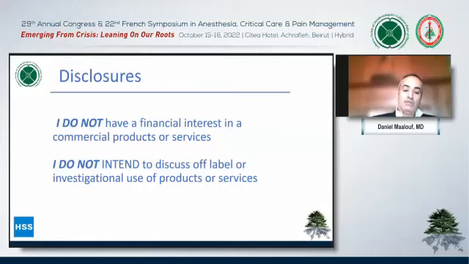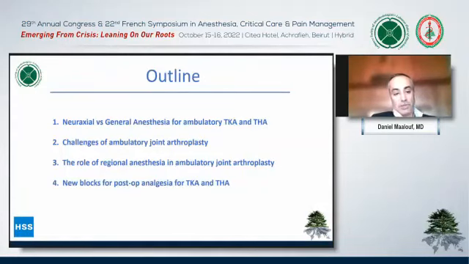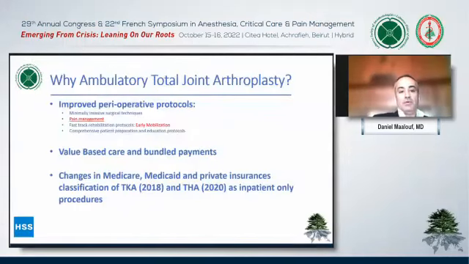I don't have any financial disclosures, I don't have any relationships with any industries, and I won't be discussing any off-label use of medications. Today we're going to talk about ambulatory joint arthroplasty. We'll talk about the type of anesthesia recommended for these cases and the challenges we face when we switch from inpatient to outpatient joint replacement. We'll talk about the role we can play as anesthesiologists, specifically regional anesthesiologists, in making this program work effectively. With that, we'll cover some of the new blocks that have been showing up, as an adjunct to our regional anesthesia techniques to make those ambulatory programs successful. So why are we doing ambulatory joint arthroplasty?